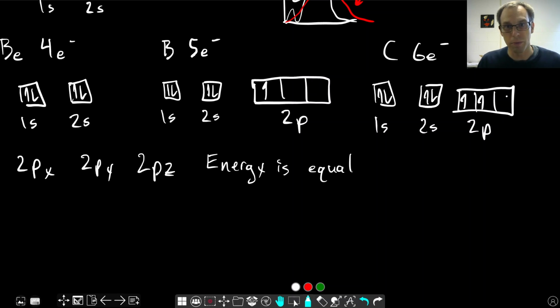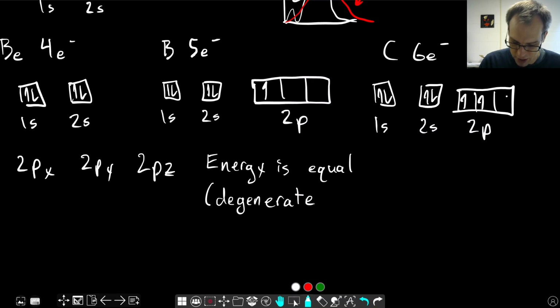Because our rule prior to this was that we just fill in the lowest energy orbitals, and that's what we've been doing. These types of orbitals, by the way, have a name. Orbitals where the energy is equal are said to be degenerate. So 2px, 2py, and 2pz are degenerate orbitals. You may see that language used in your textbook, and maybe in problems and things like that.